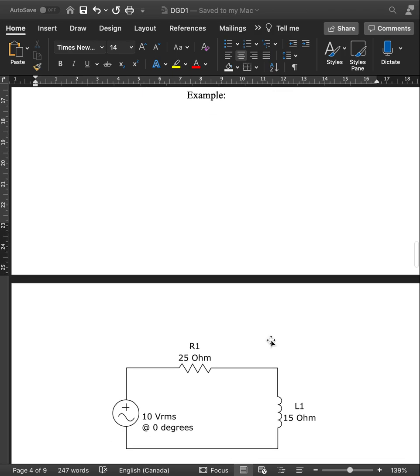Yeah, so just a basic example here. We have a 25 ohm resistance, and V RMS is 10 volts. It's given to us, so we don't have to calculate at this stage. However, you can always calculate the V peak by using the formula: just multiply by root 2 and you will get the peak voltage of the circuit. And we have an inductance.